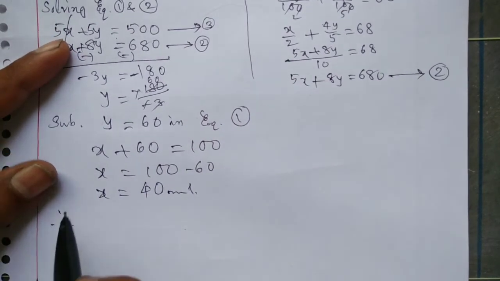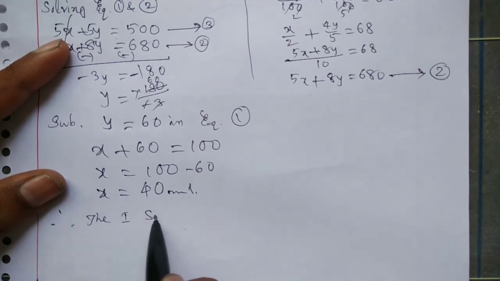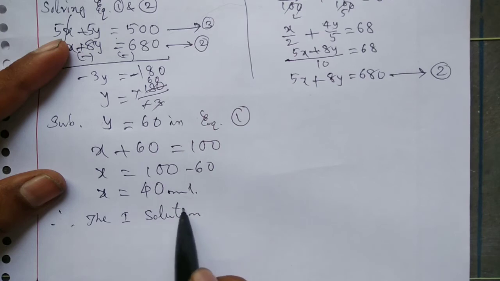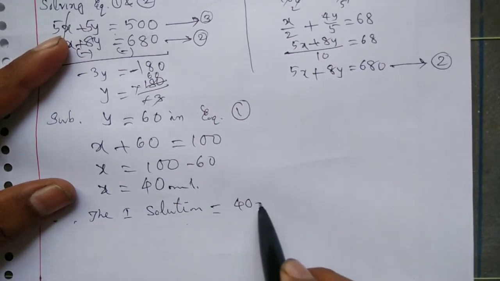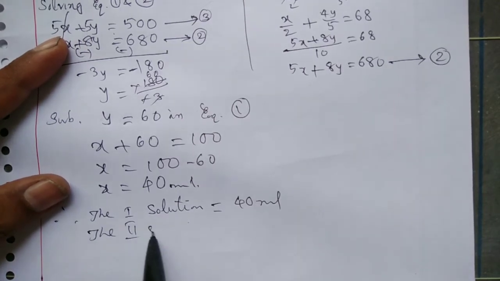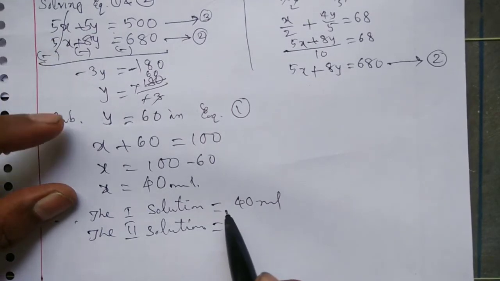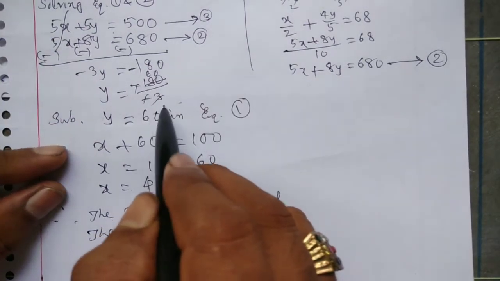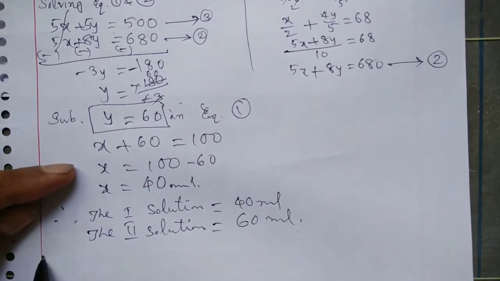Therefore, the first solution is equal to x, 40 ml. The second solution is equal to y, 60 ml.